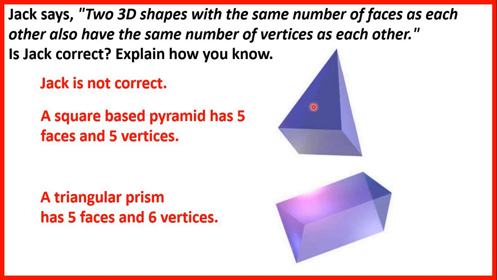So here we've got 2 shapes which have the same number of faces. They both have 5 faces, but they don't have the same number of vertices, because our square-based pyramid has 5 vertices, but our triangular prism has 6.